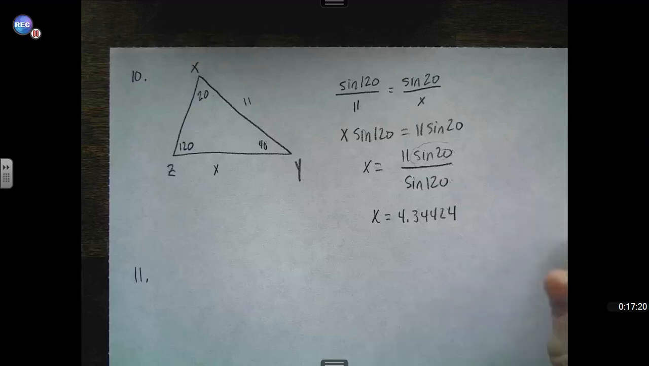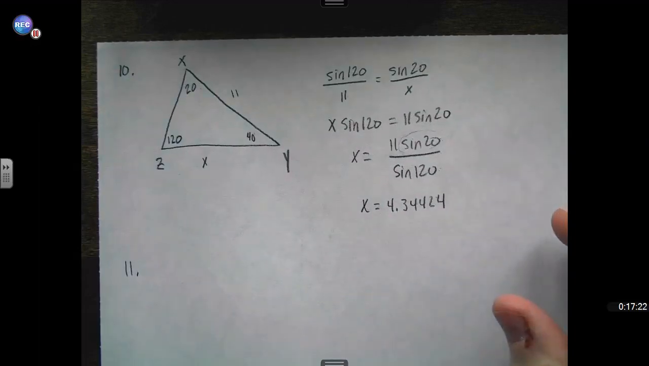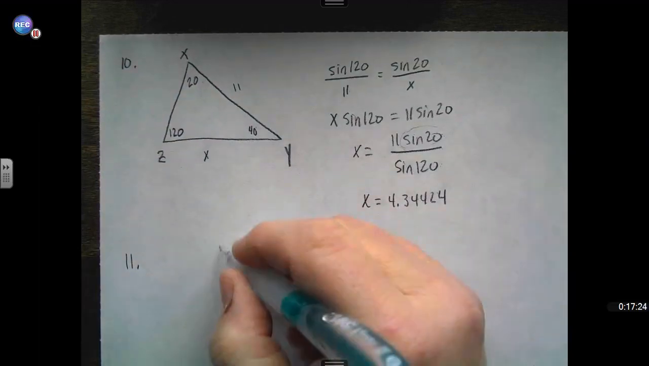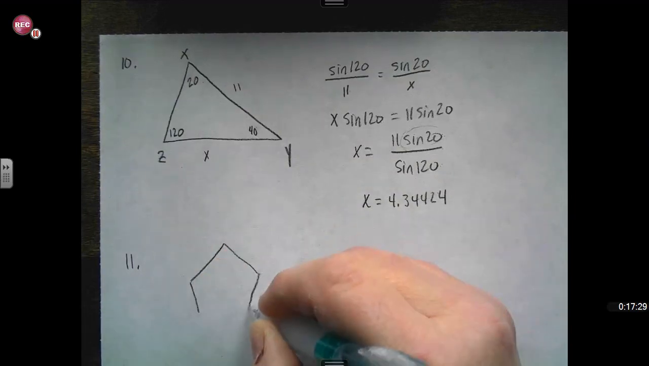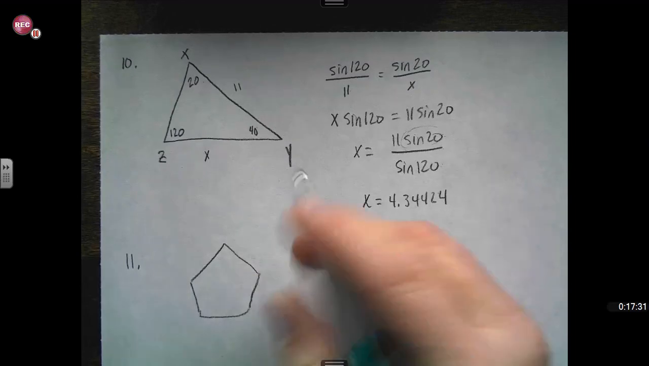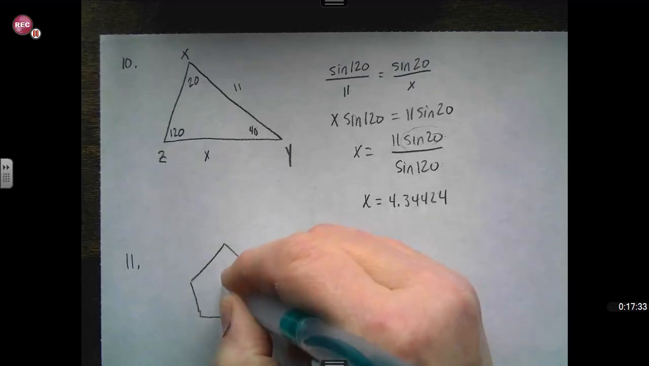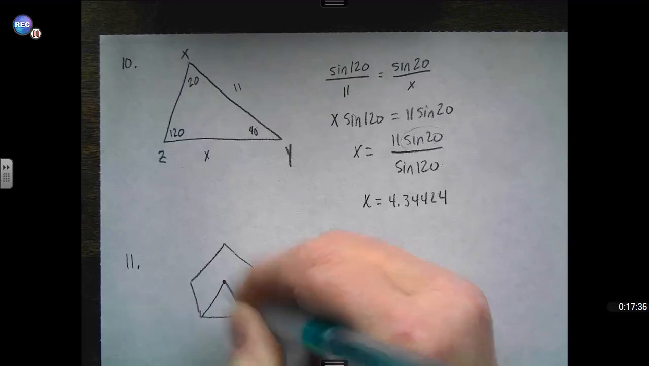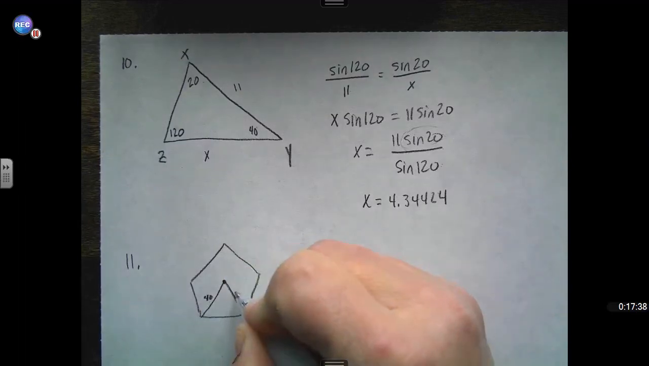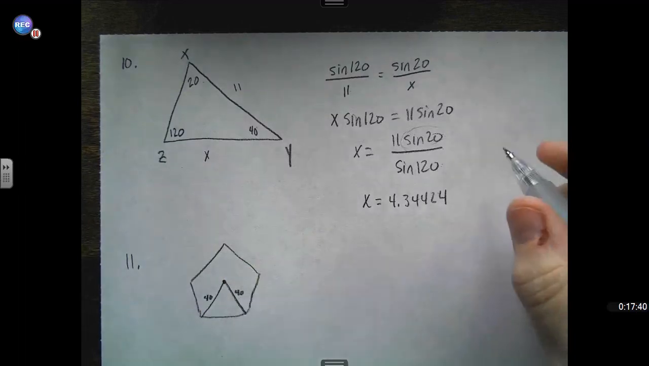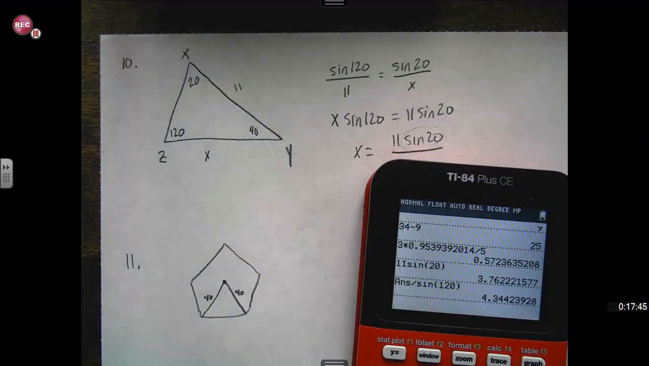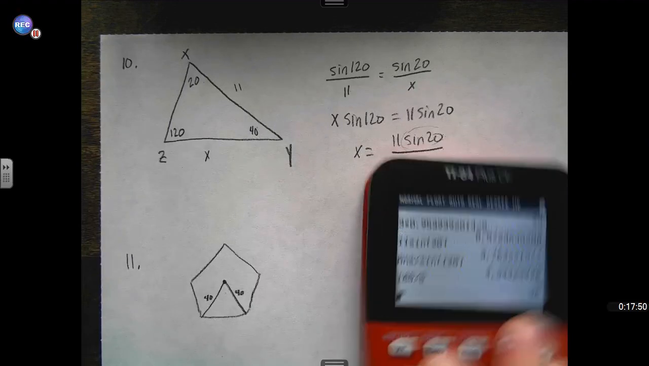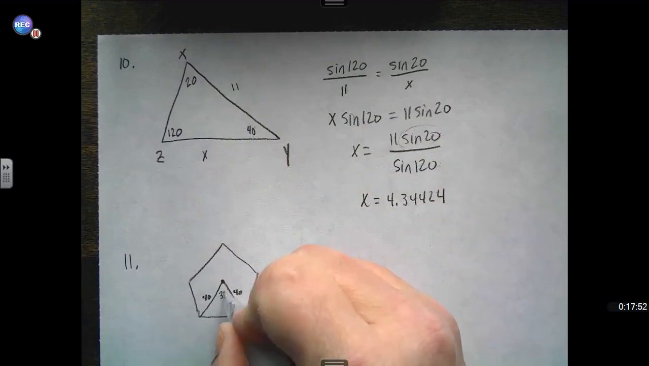Number 11, find the perimeter of a regular pentagon inscribed in a circle with radius 40. So regular pentagons go a little bit like this. So if they're telling me the radius is 40, that means that is 40 and that is 40 in my pentagon. And this angle would be 180 divided by 5, because there are 5 sides. That's a 36-degree angle.